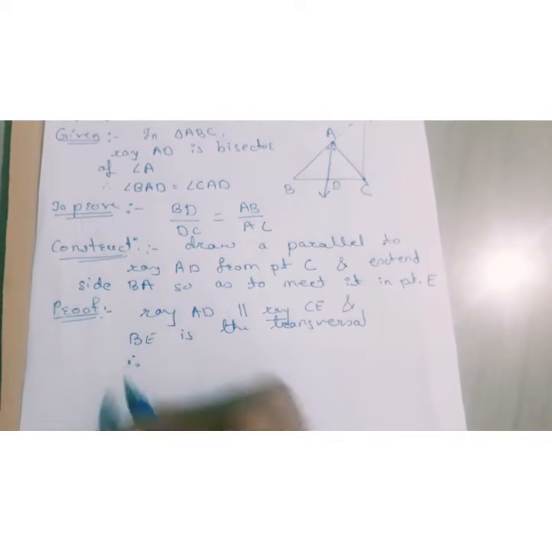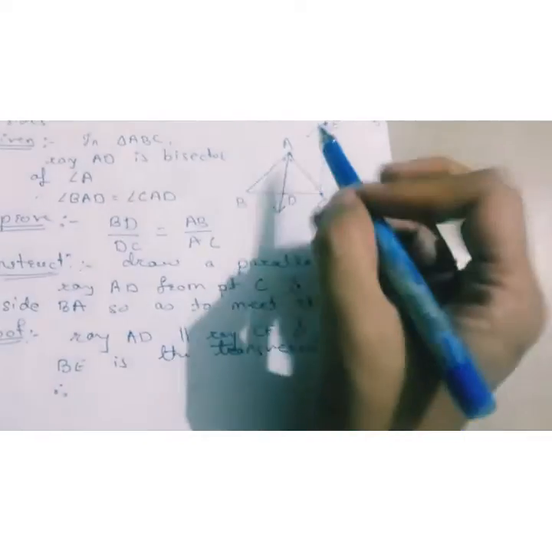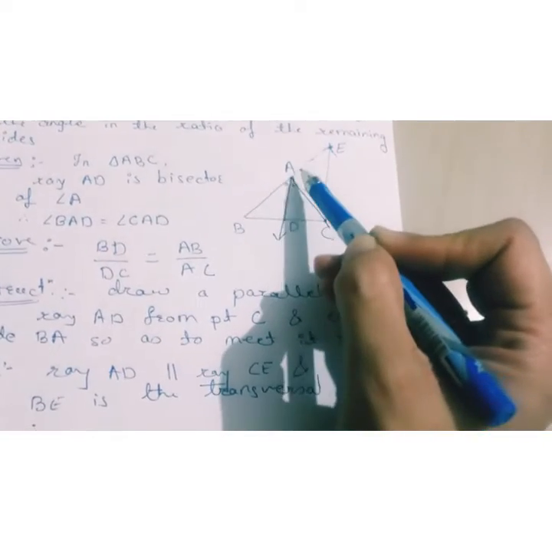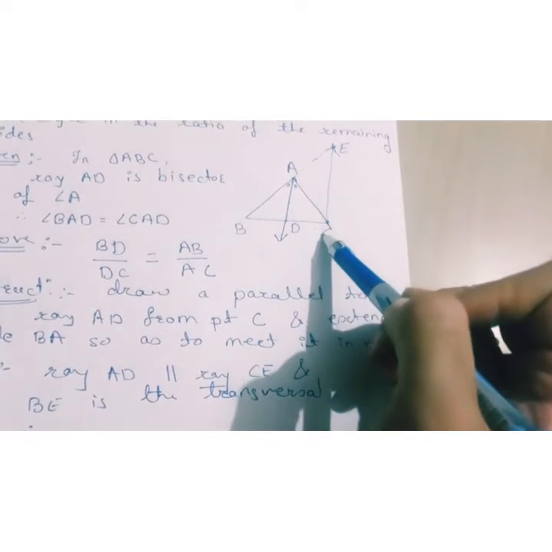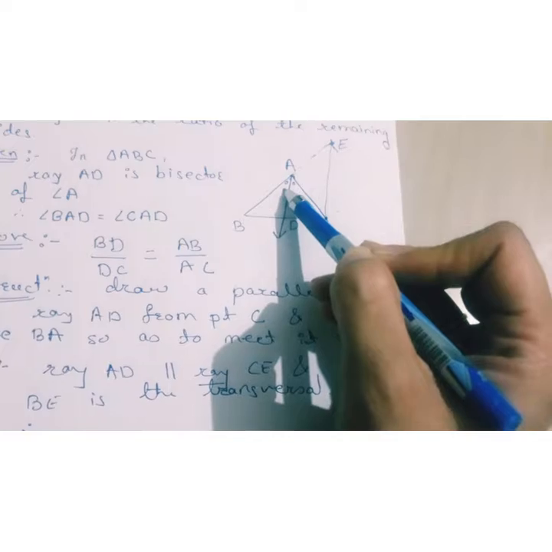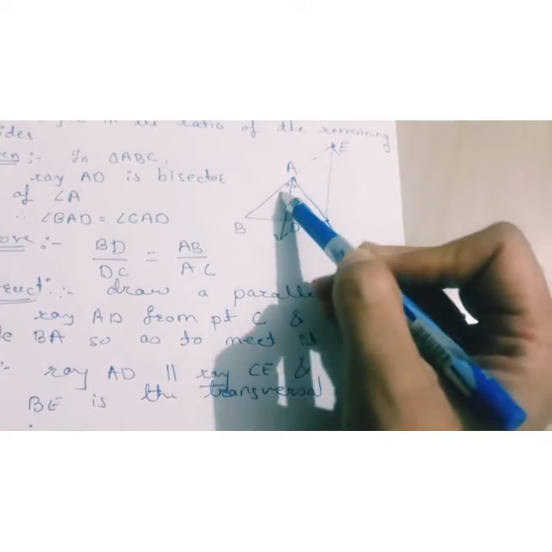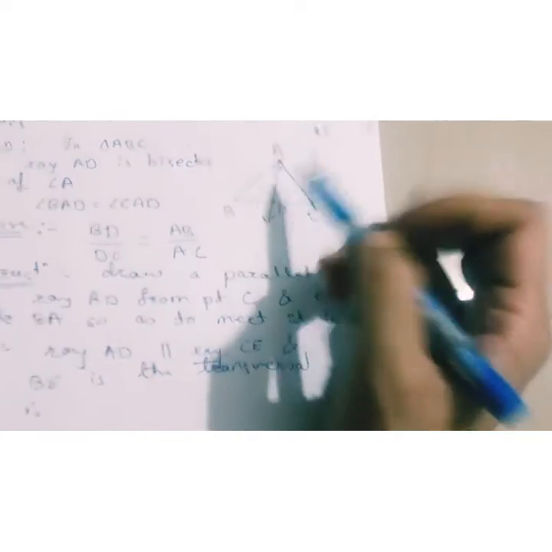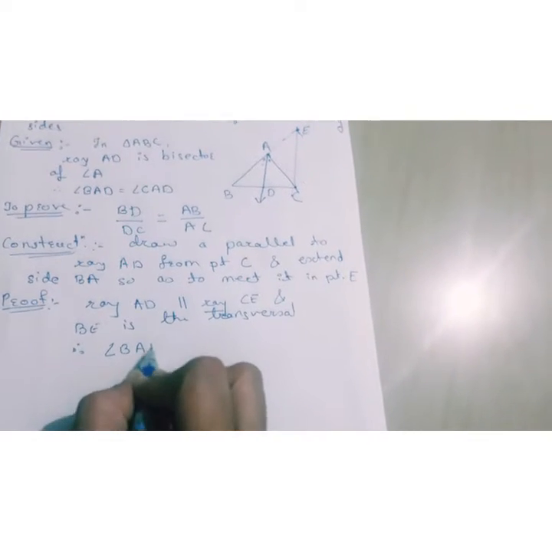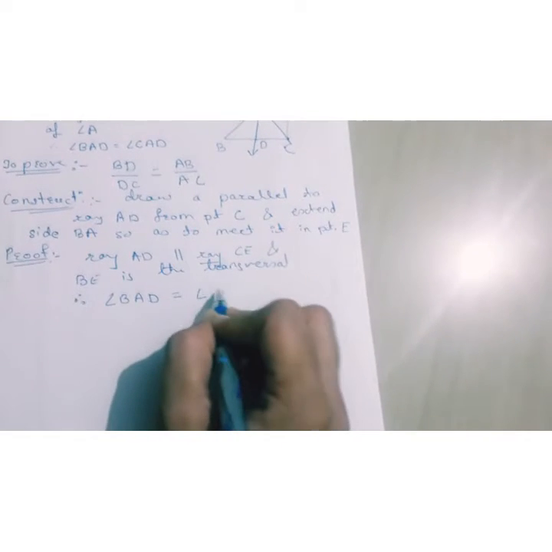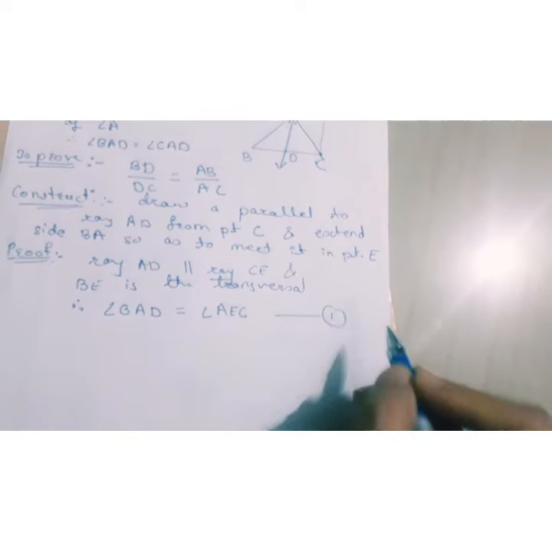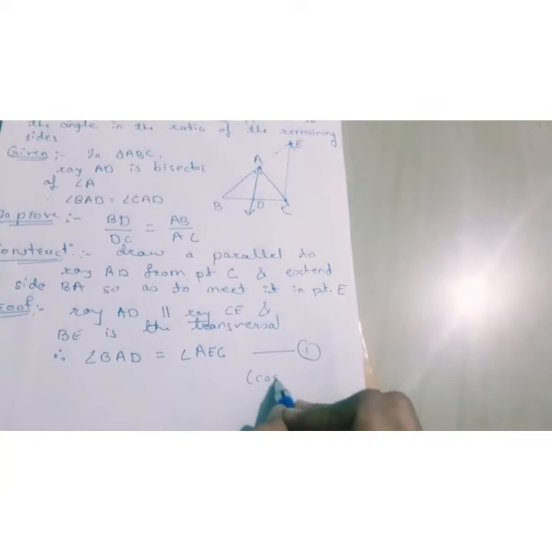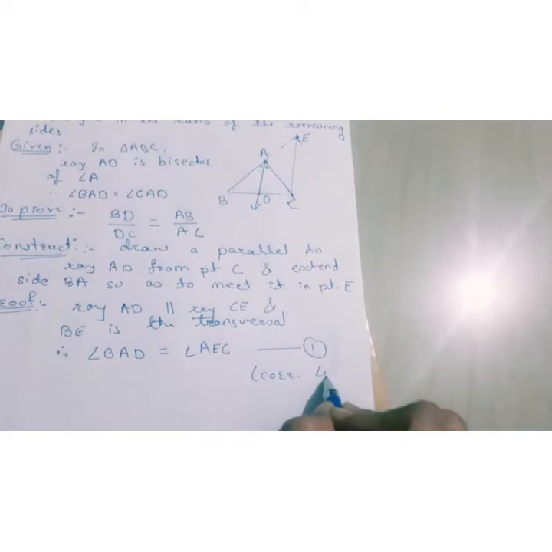Therefore, since the lines are parallel, these two angles, look here, this BAD and this AEC, will be equal. How? Because this is the transversal and these two are nothing but the corresponding angles. So you can say that angle BAD is the same as angle AEC. Write this down as equation number 1, and the reason is corresponding angles. I am writing the short form.